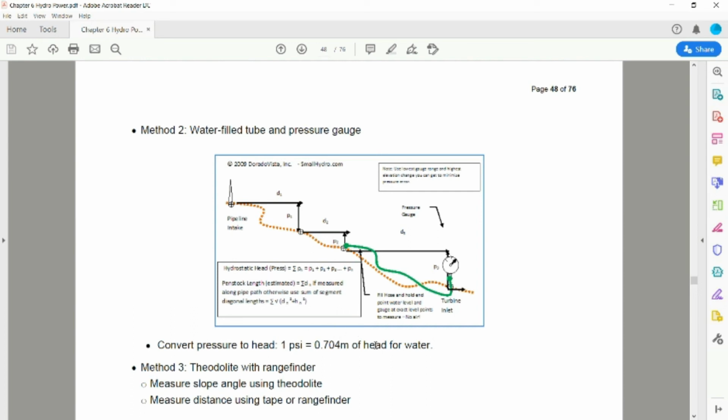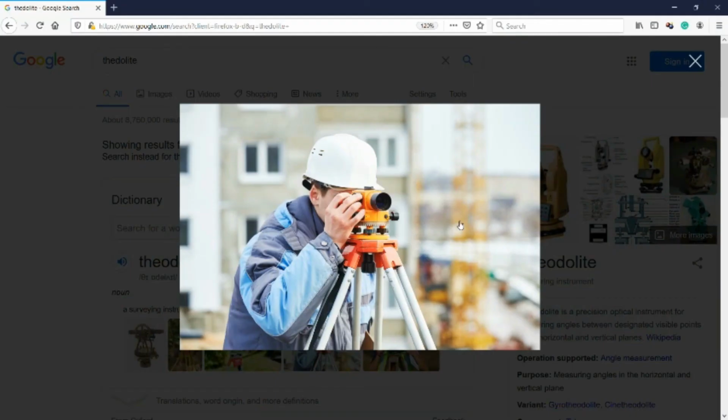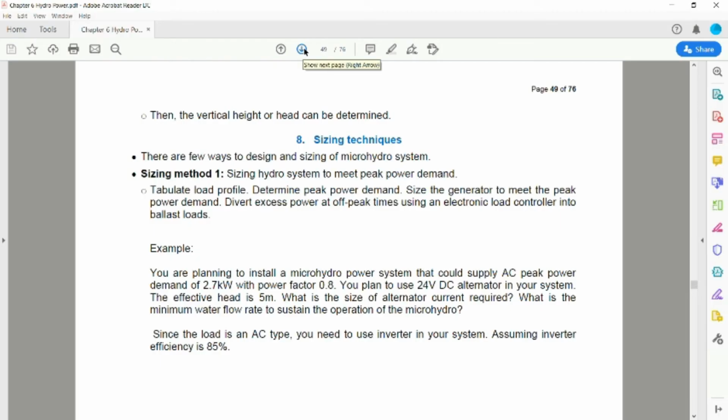Another method to know the head, number 3, is by using a tilt meter with a range finder. This one is the easiest one using technology. We measure the slope angle using the tilt meter and measure distance using a tape or range finder. So this is the tilt meter. Then the vertical height of the head can be determined.